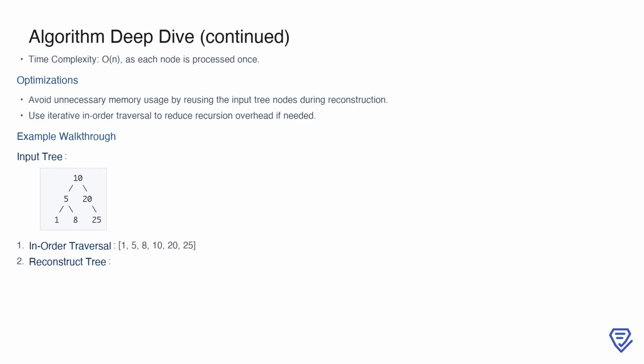Let's look at an example to see how this process works in practice. Consider the input tree where the root is 10, with left and right subtrees containing nodes 5 and 20, respectively. The left subtree of 5 contains nodes 1 and 8, while the right subtree of 20 has a single node, 25. Performing an in-order traversal on this tree results in the sorted list 1, 5, 8, 10, 20, 25. This list will now serve as the input for the reconstruction step.